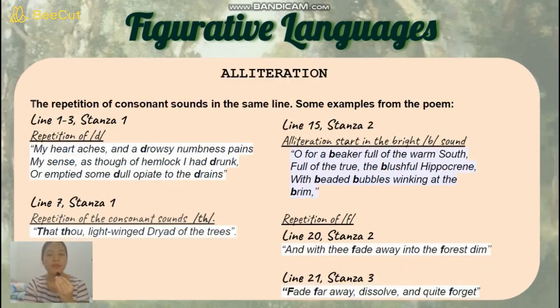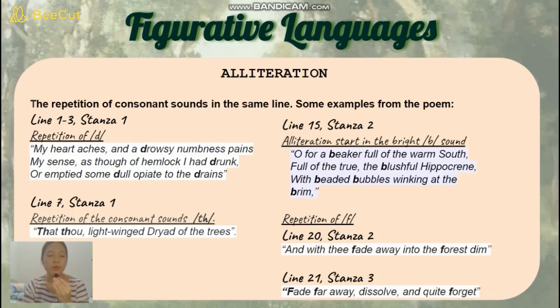The next figurative language is alliteration. Alliteration is the repetition of consonant sounds in the same lines. There are many alliterations that could be found throughout the poem when we analyze it. So here are a few examples that I will be reading.